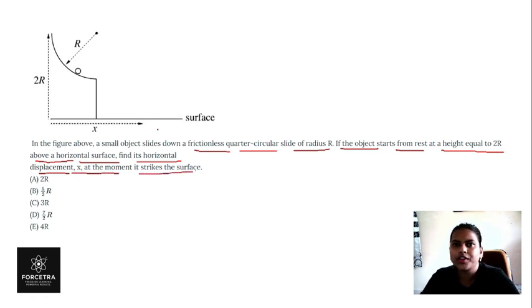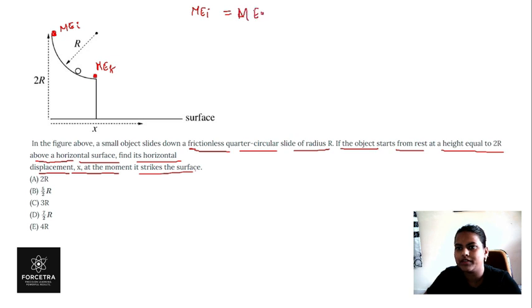In this question, no non-conservative forces are acting. Since it is frictionless, there is no friction and no loss of energy. So at this point and at this point, the mechanical energy would be the same. Mechanical energy initial is equal to mechanical energy final.